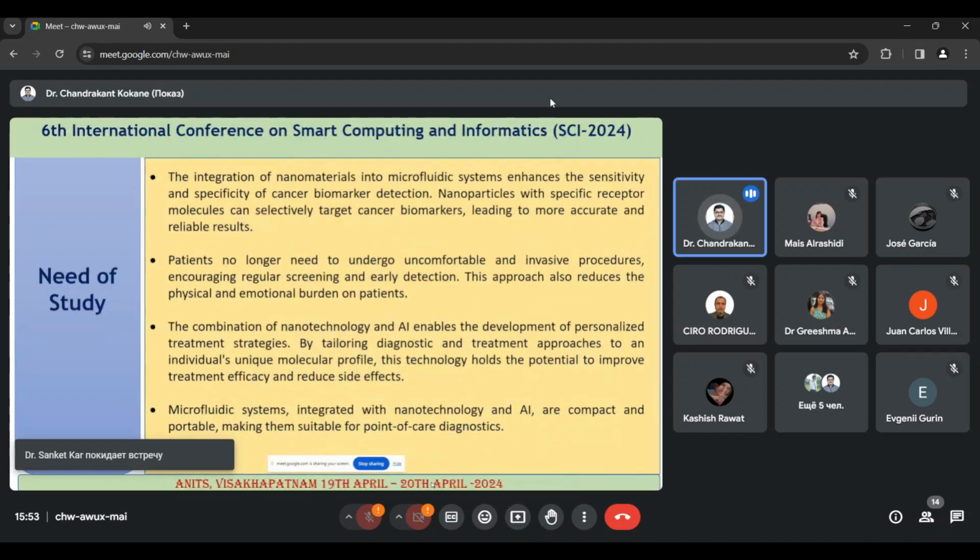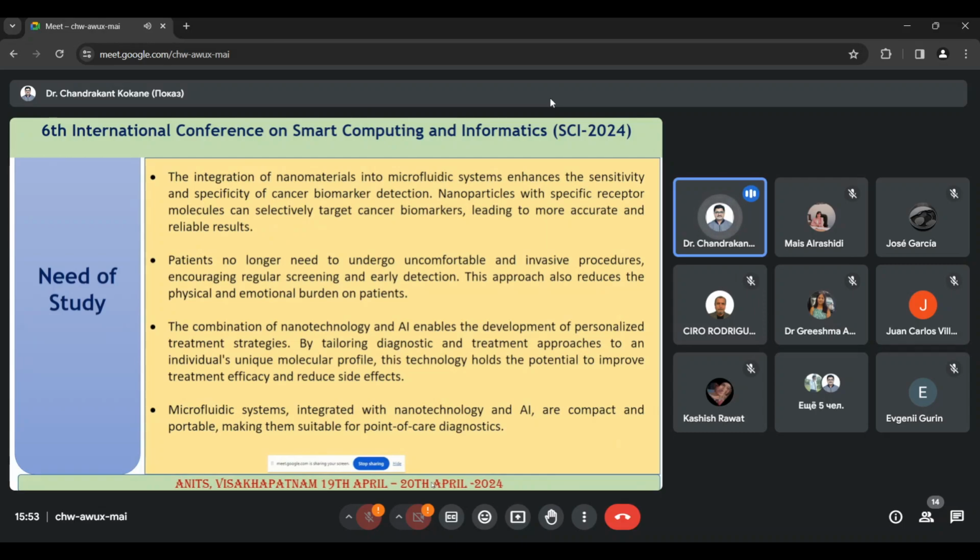So why are we going with this study? Whenever we are talking about systems, or any application or algorithm which is going to deal with medicine, sensitivity and specificity are the important parameters here. So if you get the integration of nanomaterials into microfluidic systems, and you detect the sensitivity and specificity of cancer biomarkers, we can get better results here.